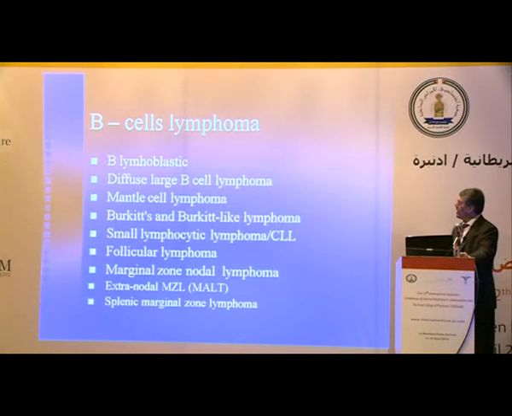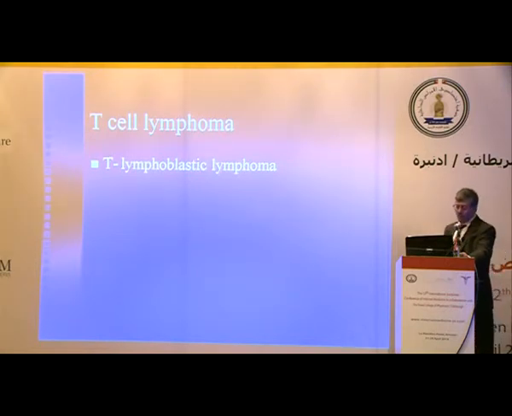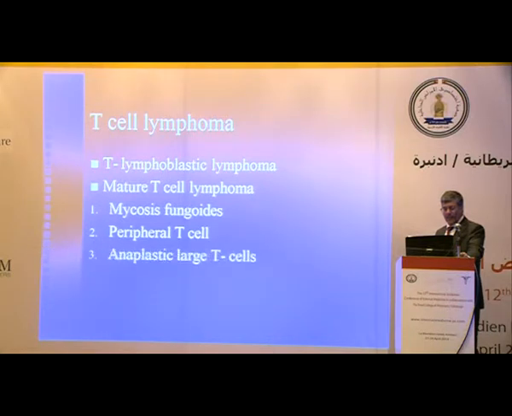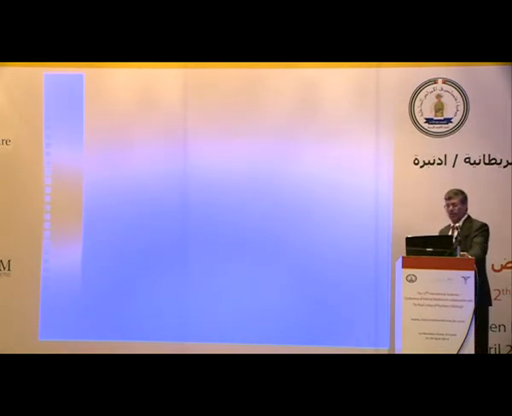splenic marginal zone lymphoma. If we go to the T lymphocyte or T-cell lymphoma, they mainly arise from the immature form, the T lymphoblastic type of lymphoma, and the mature T-cell lymphomas: mycosis fungoides, peripheral T-cell lymphoma, anaplastic large T-cell lymphoma, adult T-cell leukemia/lymphoma. As you see, it's really complicated. And then finally there is the natural killer cell lymphoma, and we have one entity called angiocentric, either nasal or non-nasal, T natural killer cell lymphoma.